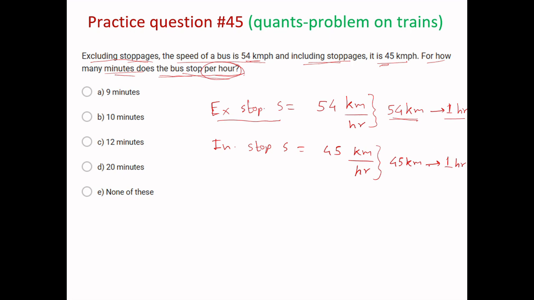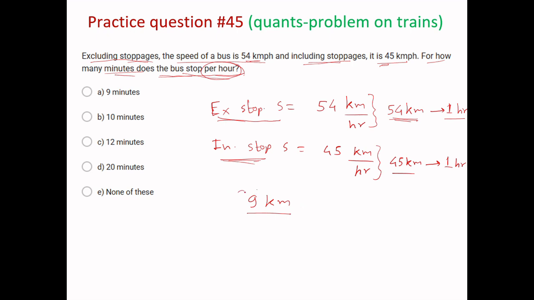Okay, so by taking reference of this, 1 hour time is same, it is covering 54 and 45 kilometers, excluding and including stoppages. So difference between these two is 9 kilometers. So if we include the stoppages, the bus is actually taking 9 kilometers less. It is covering 9 kilometers less distance, right?